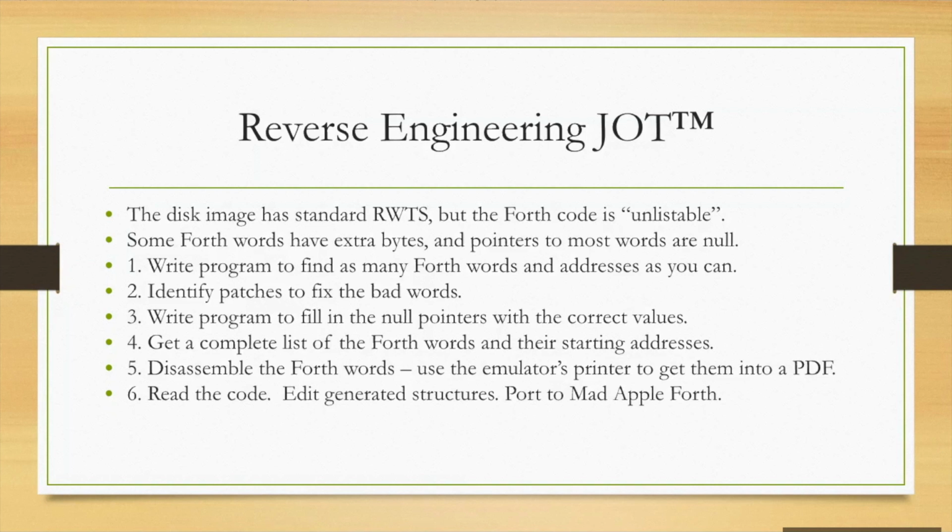So what I had to do was write a program to find as many Forth words and addresses. And then I had to do some patches to fix the bad words, and then a program to fill in the null pointers. Now, I was able to do this because Forth defines a very strict dictionary structure where words point to their previous words. So I was able to look for those null pointers and know the address of a previous word and just replace it. So eventually I got a complete list of the Forth words and their starting addresses in memory.